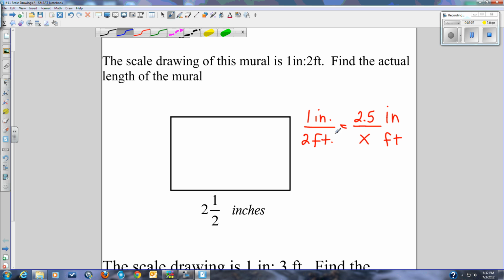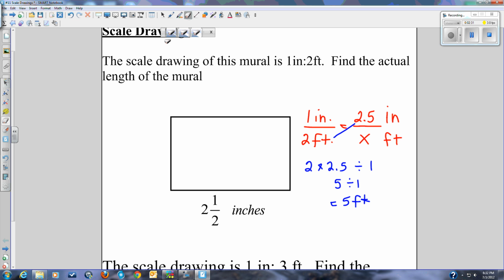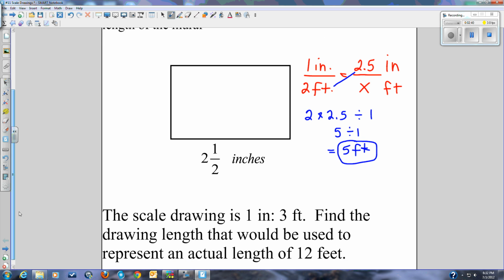Now, connect the numbers that are located diagonally from each other. So we're going to say 2 times 2.5, and then divide by your third number, which is 1. 2 times 2.5 is 5, and 5 divided by 1 is 5. So the length of the actual mural is 5 feet. Let's continue.